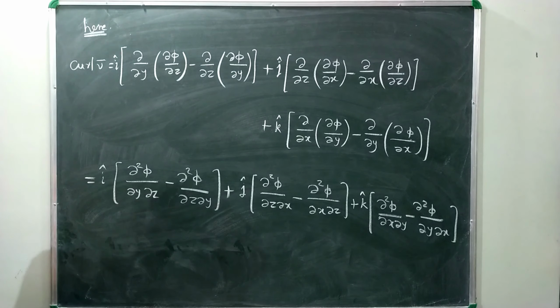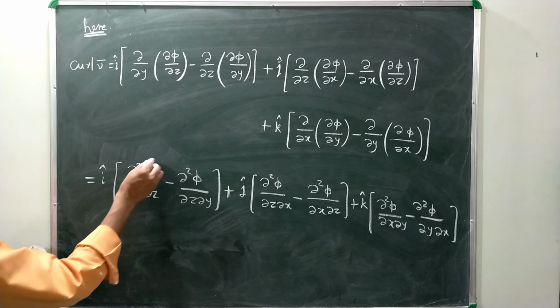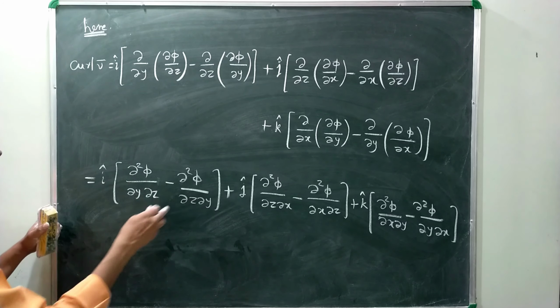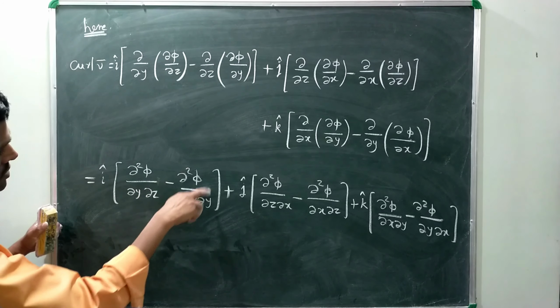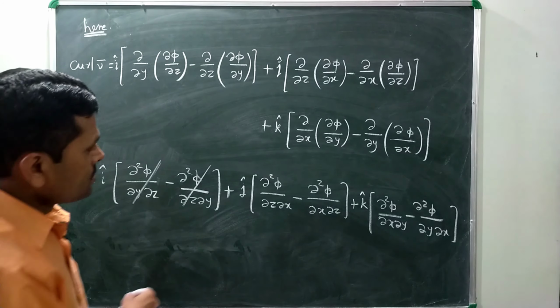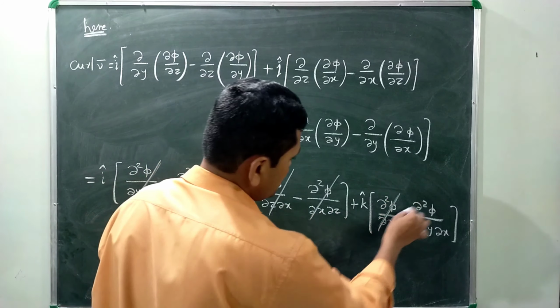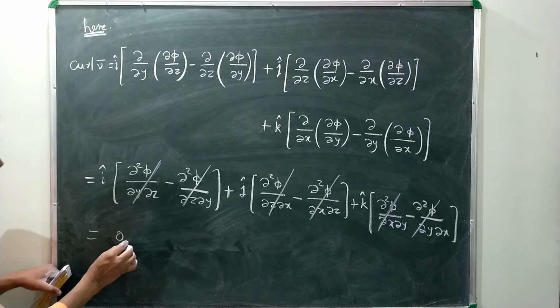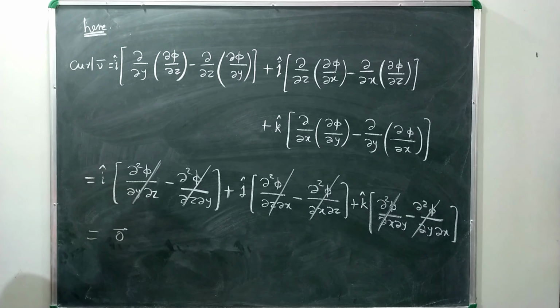Now we know from Young's theorem that this differential coefficient is equal to this one. Means these two partial derivatives are equal, here also and here also. This means it is simply the zero vector, a vector having all components equal to 0. So curl of vector V is equal to 0.